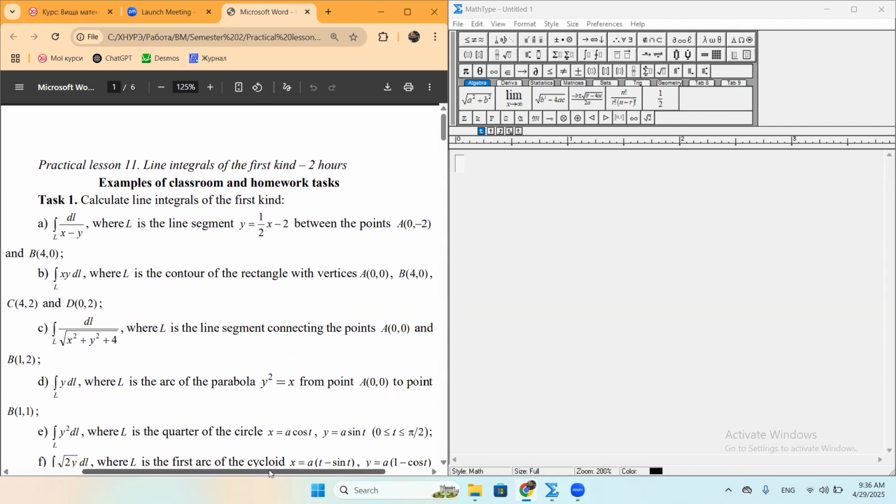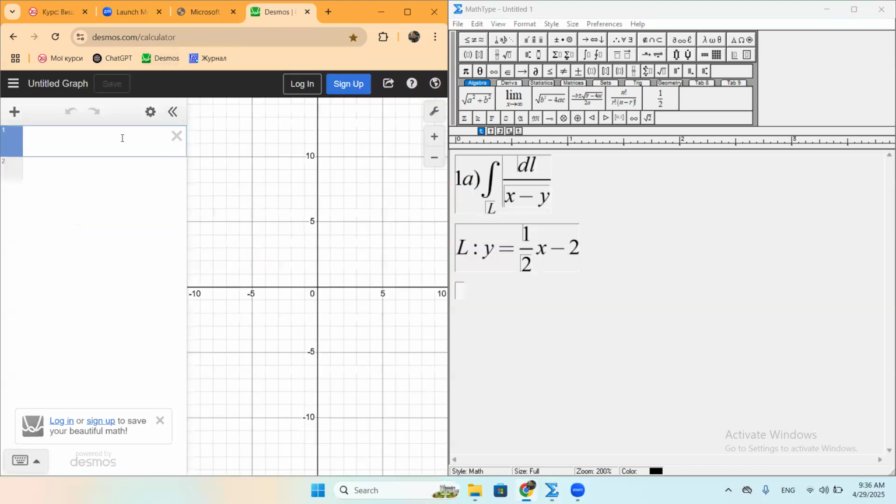So the first task, 1A, let's start solving. We have the following integral: dl divided by x minus y along the line L. L is a line segment, y equals 1 over 2 x minus 2, between points A and B. So let's plot this straight line first of all.